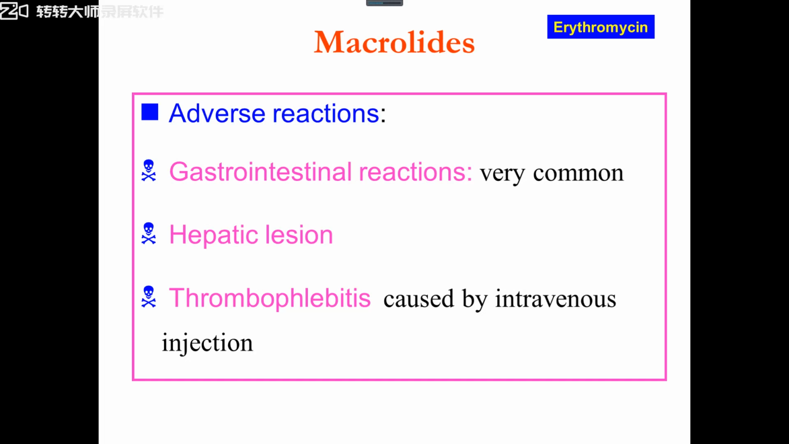So, for example, if patients use intravenous penicillin, 100 milliliters, they should inject the drug in 30 minutes. But do you know, if our patients use azithromycin or erythromycin, because this adverse reaction is very common, then only 100 milliliters of erythromycin or azithromycin should be given intravenously over at least 4 to 6 hours because of the gastrointestinal irritation.